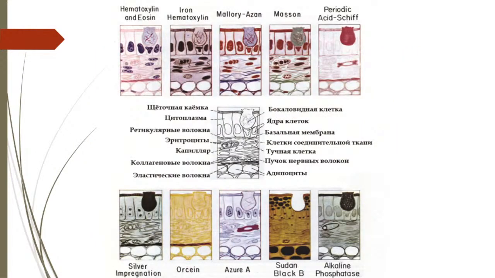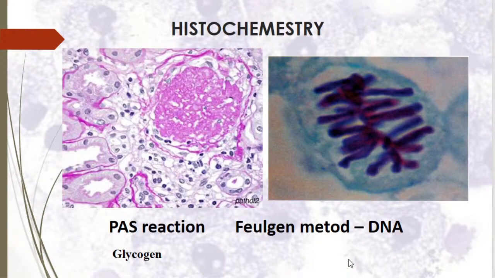And look, this is a histochemical stains example. There's hematoxylin and eosin, iron hematoxylin for identification of some cells, especially muscle cells, Mallory-Azan stain, Masson trichrome stain, periodic acid Schiff, magenta color, silver impregnation, black color, orcein for elastic fibers, azure, Sudan black, alkaline phosphatase. And for example, periodic acid reaction for identification of glycogen in the kidney.